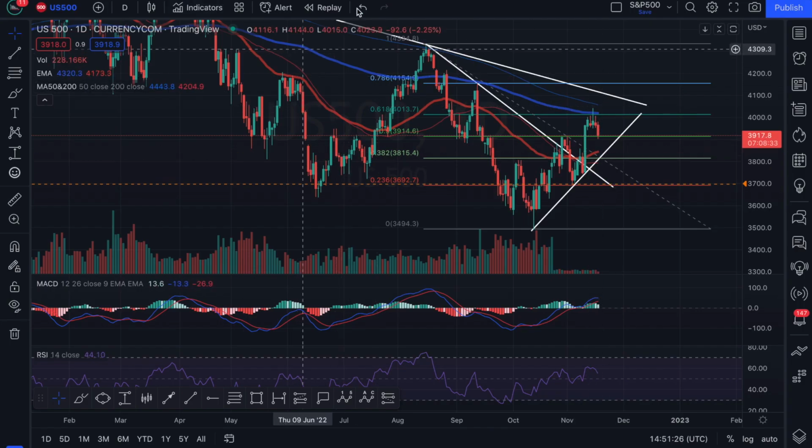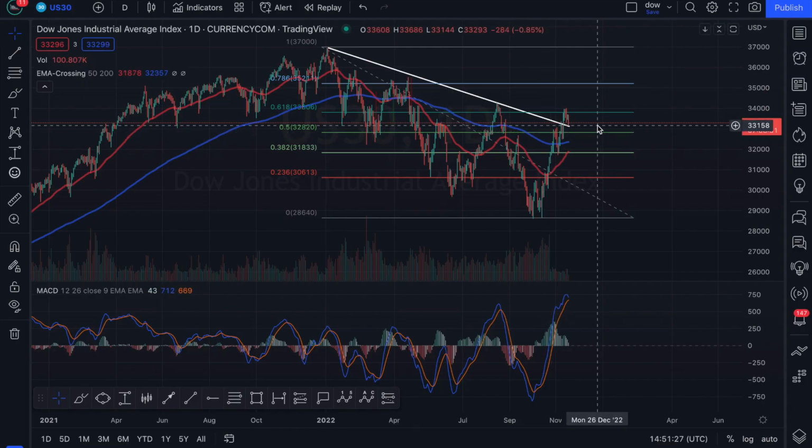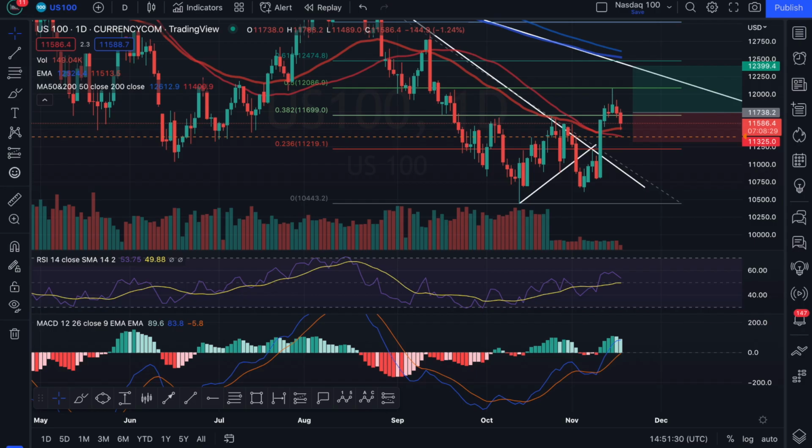We're seeing the S&P 500 fall a little bit. We're seeing the Dow Jones 30 fall, and of course the Nasdaq 100. This is completely normal. I wouldn't panic here. We can't just go up in one straight line. It's just a bit of tug and pull.